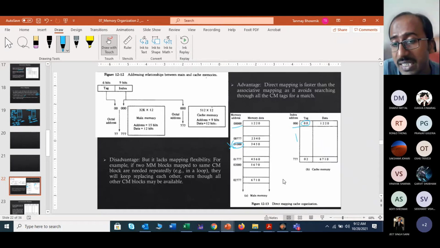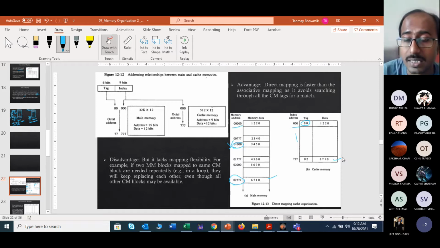Similarly, if you consider the case of 777, your index is 777, your tag is 02. So where has this been stored? In this location, you can see 777 and 02. So the same data has been mapped, just like this. The advantage is that it is much faster, right?